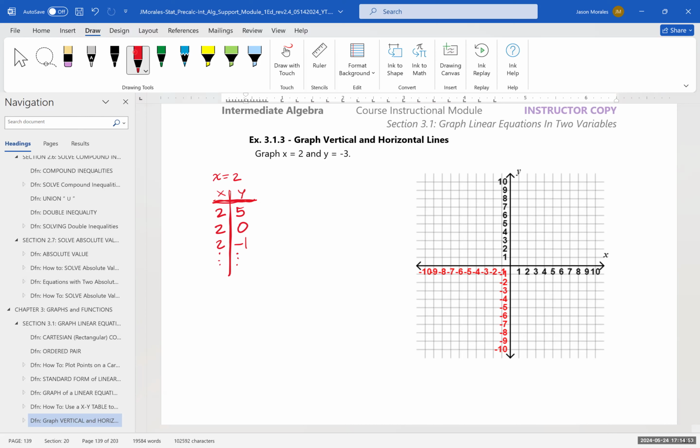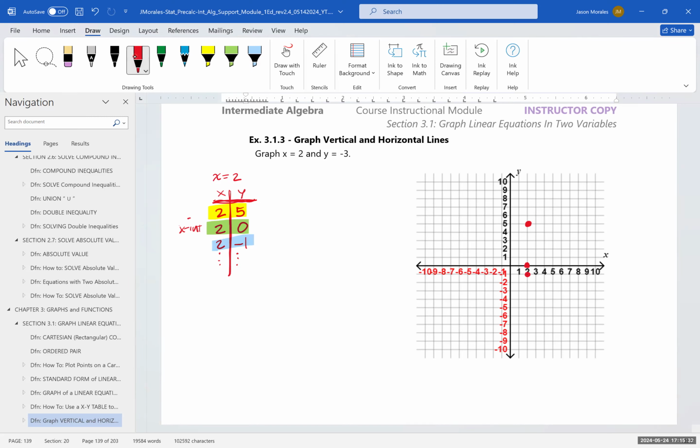And so like we've got the point (2, 5). So that's going to be here, (2, 5). And then we've got the point (2, 0), which is going to be (2, 0) right there. That's our x-intercept. And then we have the point (2, negative 1). So we've got (2, negative 1), which is right there. It's a less inspired point, but it still works.